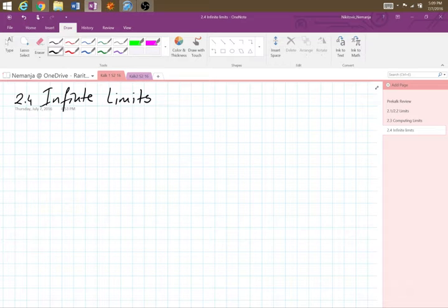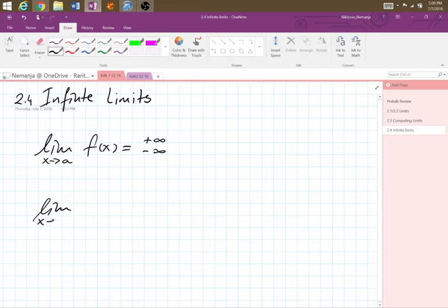The short way to say that in math notation is that the limit as x goes to a of f of x is either going to be positive infinity or negative infinity. So this would be infinite limits, meaning the answer is infinity. The quickest example of this would be, let's say, the limit as x goes to 0 of 1 over x squared. And the answer for that is infinity.